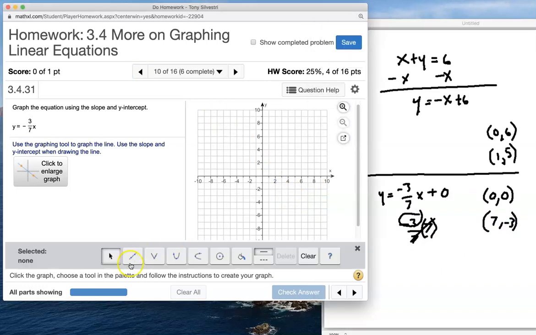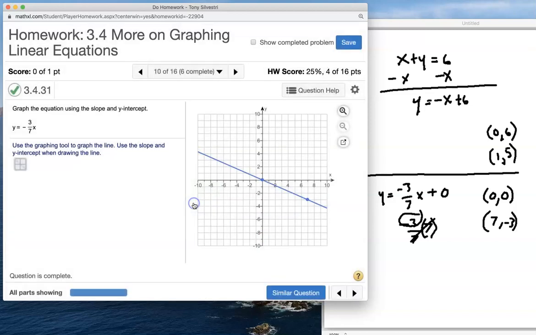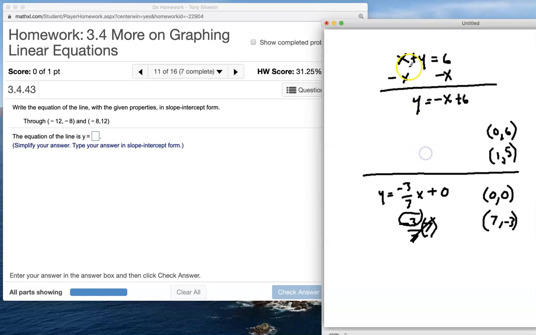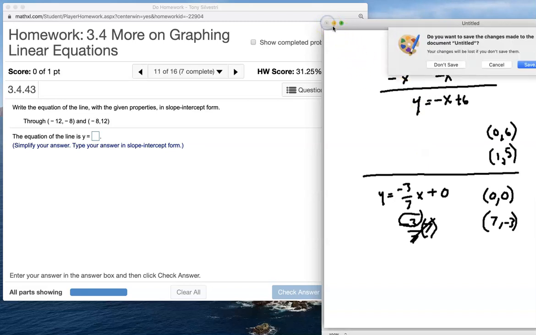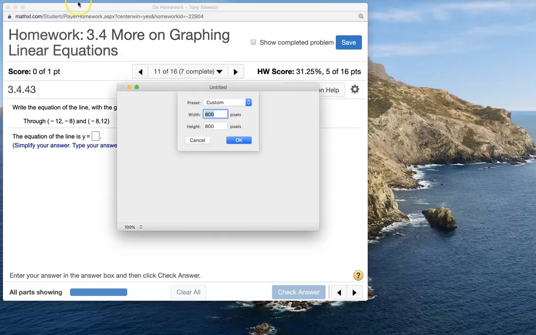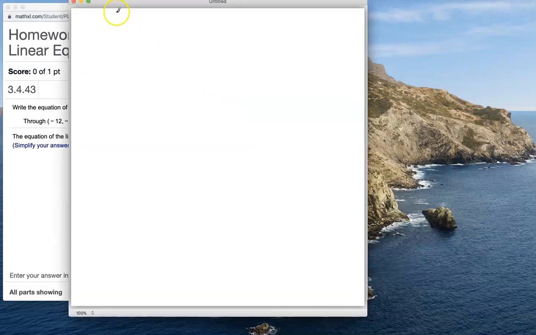Click, click. Line. 0, 0 right there. And then we have 7 horizontal, negative 3 vertical. Boom, right there. Click your answer. Well done. What's the next one look like? Ooh, this is a difficult problem. It's not. Nothing's really difficult. If I show you, it won't be difficult. It will not be difficult here.